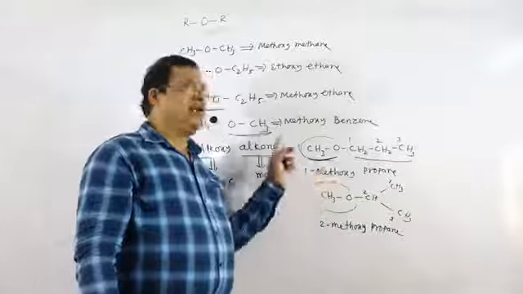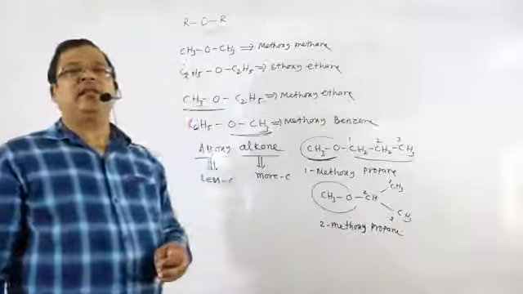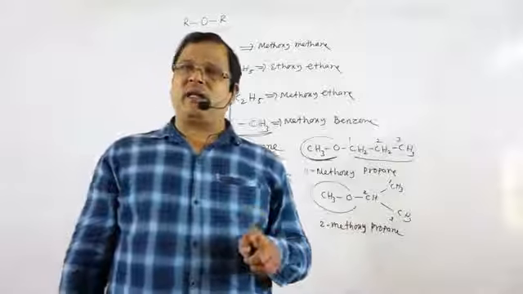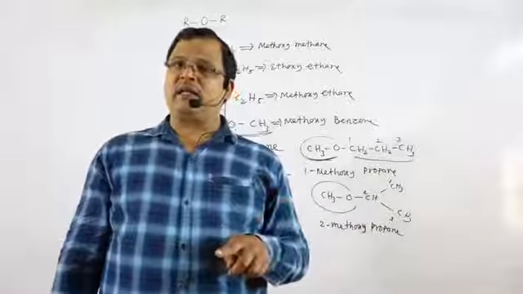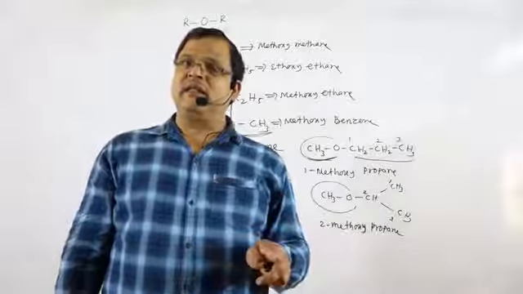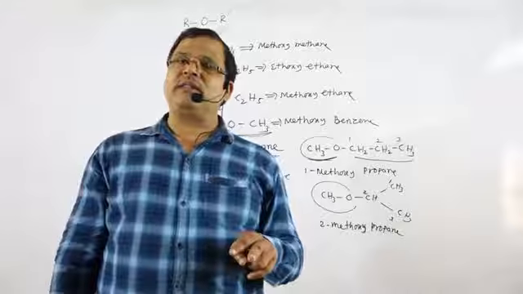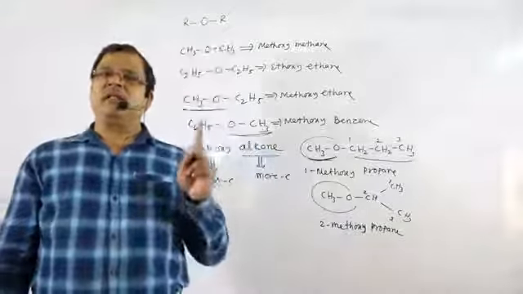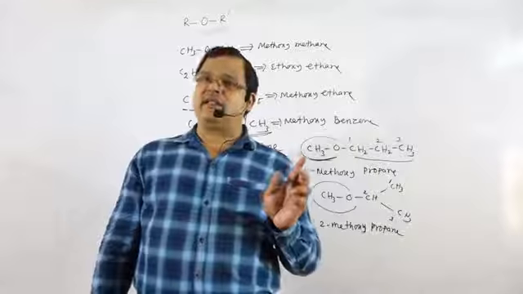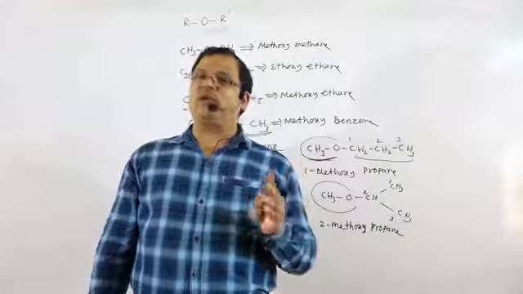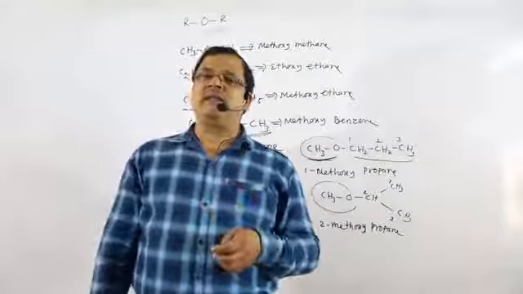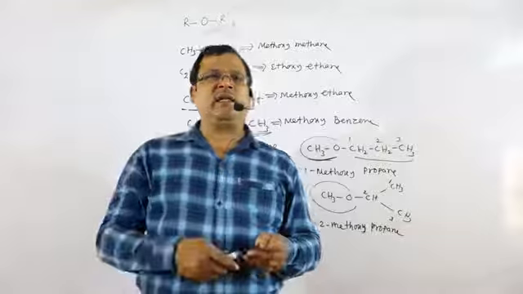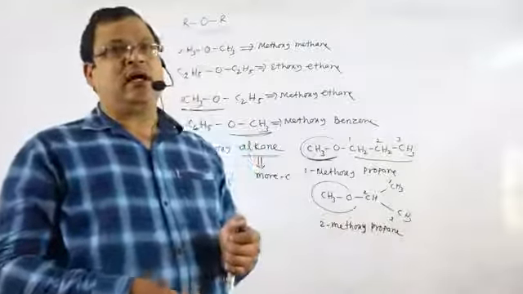So this is regarding the naming of these ethers. Ethers have the general formula ROR'. If R is equal to R', it is a symmetrical ether. If R is not equal to R', it is an unsymmetrical ether, and they are named as alkoxyalkane. The less carbon-containing alkyl group is treated as alkoxy, and the more carbon-containing alkyl group is taken as alkane.